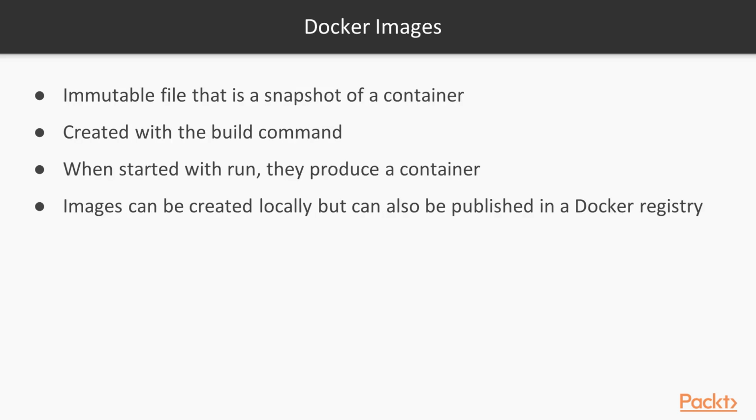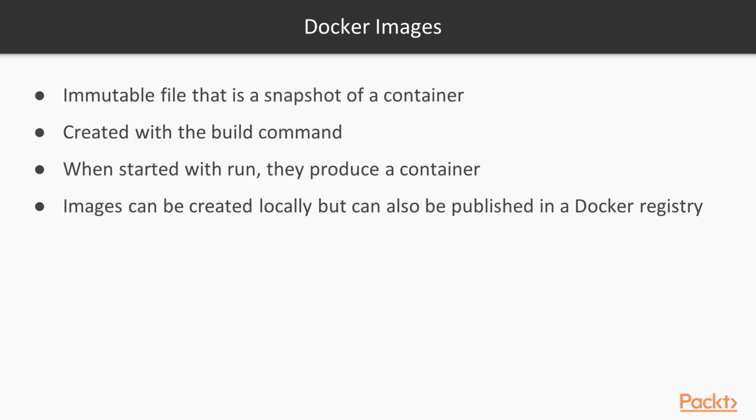The two main concepts of Docker are images and containers. Docker images are immutable files that are a snapshot of a container. They are created with the build command and they need to have a Dockerfile with the parameters of how to build the image. When started with run, they produce a container. So from one image, you can produce various containers.